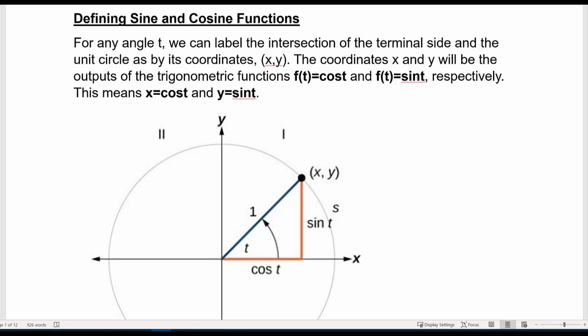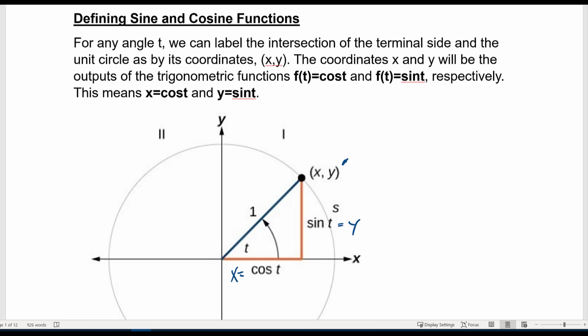So there are definitions for any angle t. We can label the intersection of the terminal side with the unit circle by its coordinates x, y, as you see in the diagram here. So we have x, y for any angle t. We have a cosine t, a sine t. The coordinates x and y will be the outputs of the trigonometric functions f of t equals cosine t and f of t equals sine t, respectively. This means that x equals cosine t, and y is our sine t.